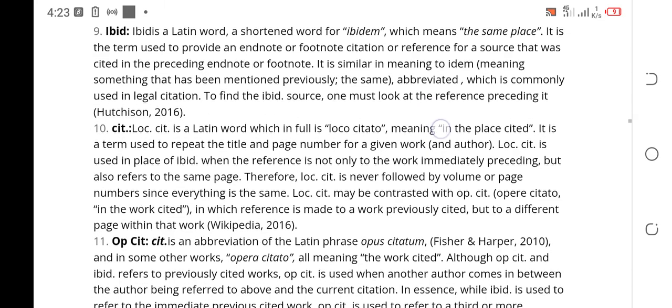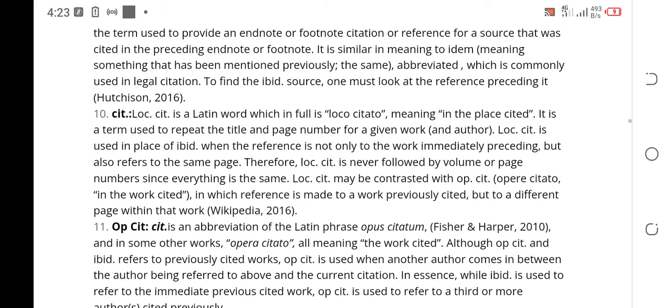Now let's talk about opposite. It's supposed to be loc. cit., or opposite. Okay, let's read the content. I think there is a mistake there. Okay, it's supposed to be loc. cit. Yes, there is an error there. Please take note. Number 10, loc. cit.